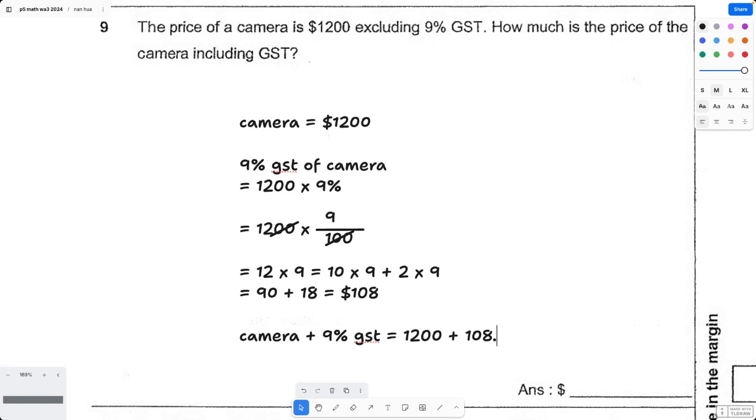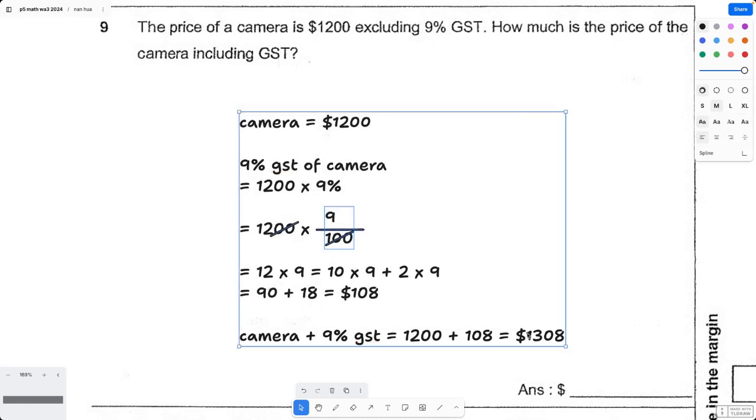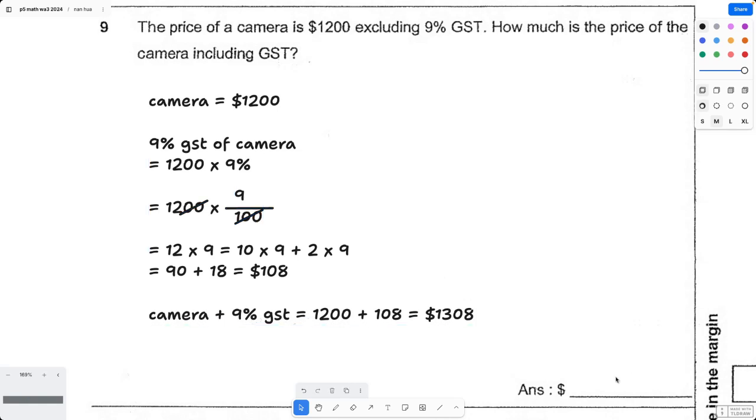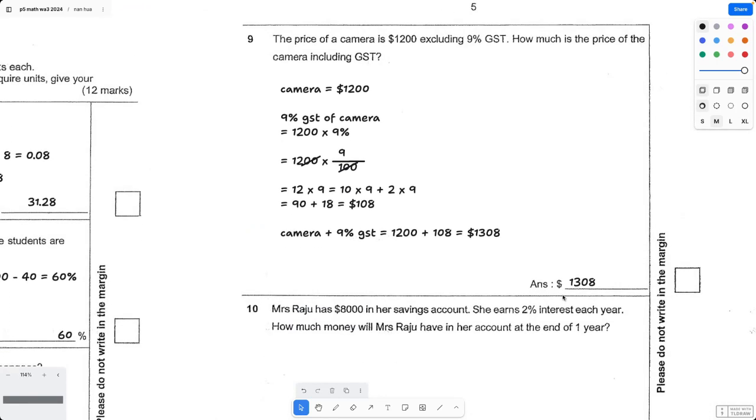This will give you $1,308 in this case over here. All right, and there you go. So the answer over here will be $1,308. Okay, let's move on to the next question.